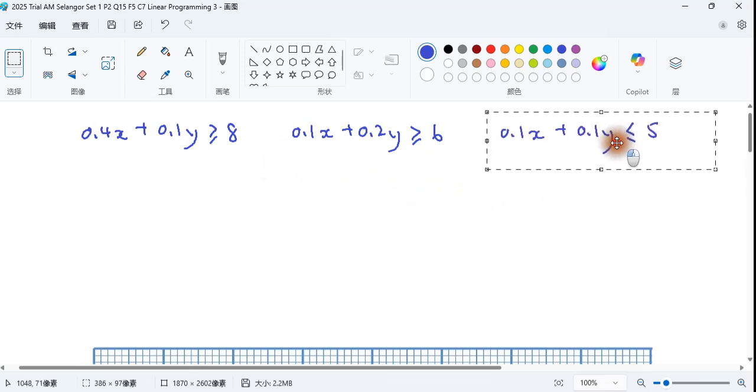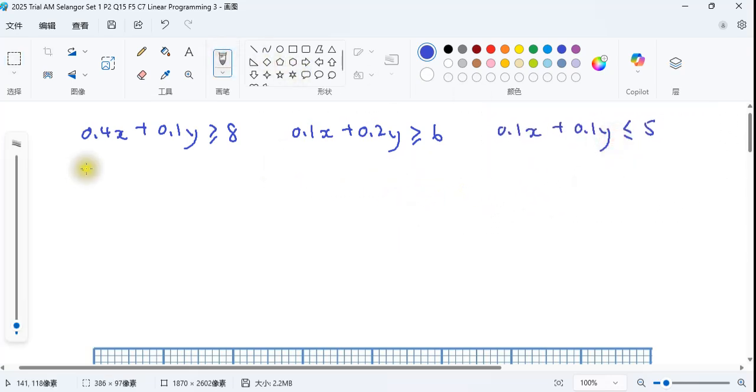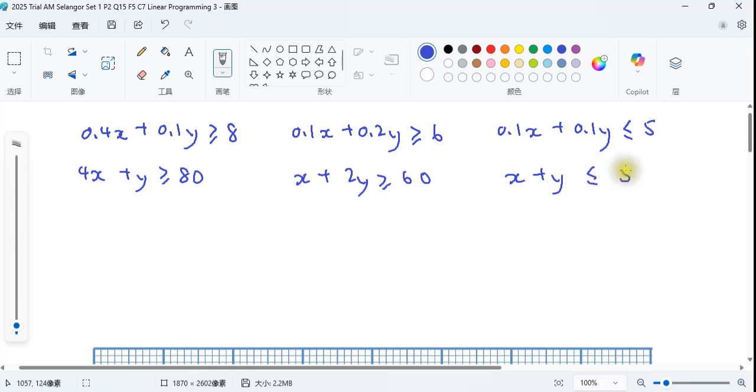Okay, so for this one, all multiplied by 4, then we have 10. 4x plus y greater than or equal to 80. x plus 2y greater than or equal to 60. x plus y less than or equal to 50.